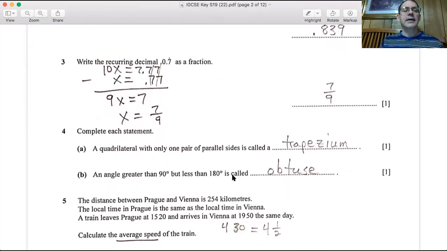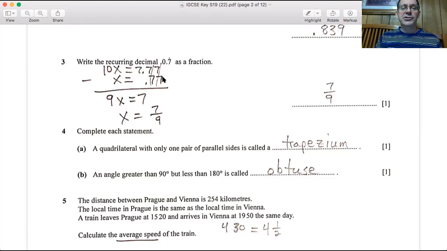Number 3, we have a recurring decimal again. So here we have 0.7, and there's a dot over the 7, meaning the 7 repeats. There's only one digit that repeats, so we start off by writing x equals 0.77. You can put the 0.777 if you want. And so we showed one repetition of the number 7. You can show more, but you really only need one more.